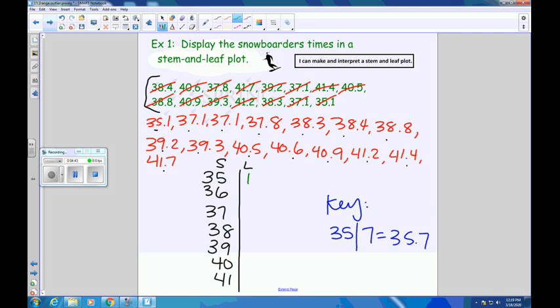Then I have 2 37.1, so I have 1 and 1. I'm spacing them out with no commas. And then I also have an 8. So 1, 1, and 8. Then for 38, I have a 3, 4, and an 8, again, spacing them out, no commas. 39, I have a 2 and a 3. 40, I have a 5, 6, and a 9. And 41, I have a 2, 4, and a 7. So what I've just done is I've organized this data from least to greatest in a stem and leaf plot.